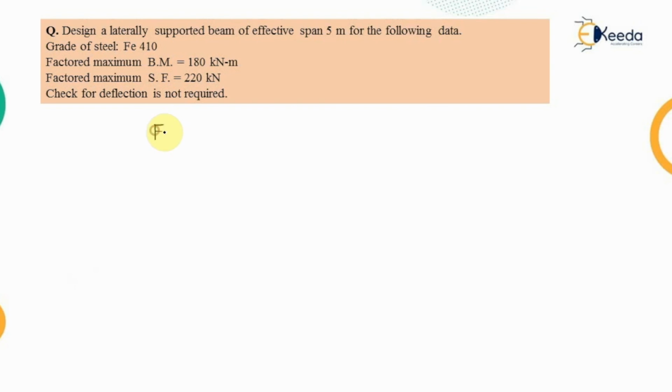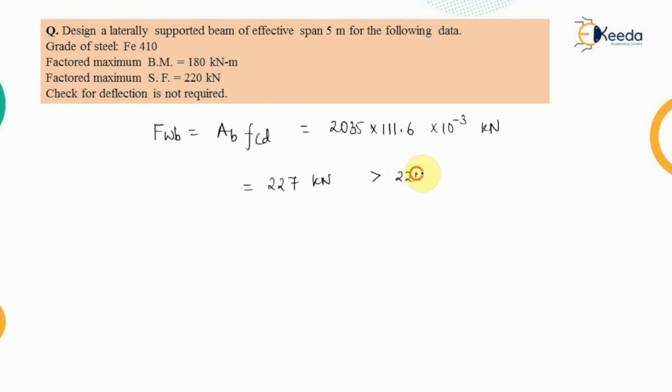So FWB, that is the capacity of the section, will be AB into this FCD value. So AB that we have calculated earlier is equal to 2035 into this stress of 111.6 Newton per square millimeter. So the value that we will be getting will be coming out in Newton. So converting by 10 to the power minus 3, we have directly the value in kilonewton. From here, the value that we are getting comes out to be 227 kilonewton, which is slightly greater than the 220 kilonewton of the shear force. Therefore, the design is okay in case of the web buckling.